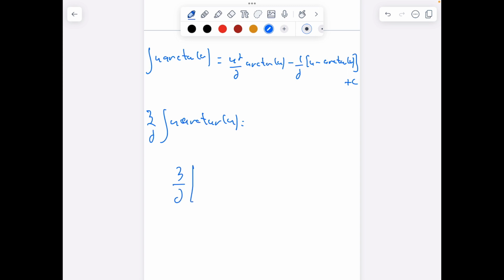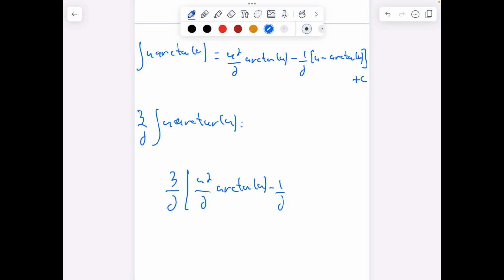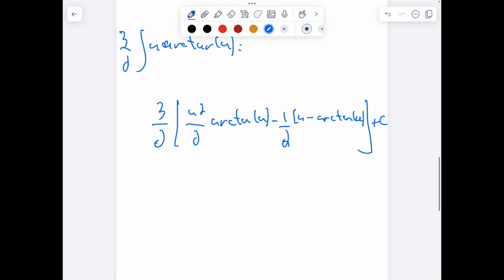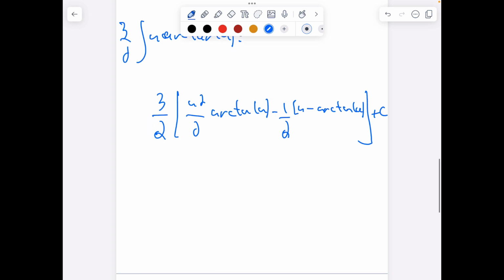So 3/2 times u squared over 2 arctangent of u minus 1/2. And I'll just keep it this way. Not too worried right now about making our answer nice and pretty, but you can if you want to. And then you'll just replace all your u's now with e to the 2x. So it'd be e to the 2x squared, which is e to the 4x, but I'll just leave it like that.